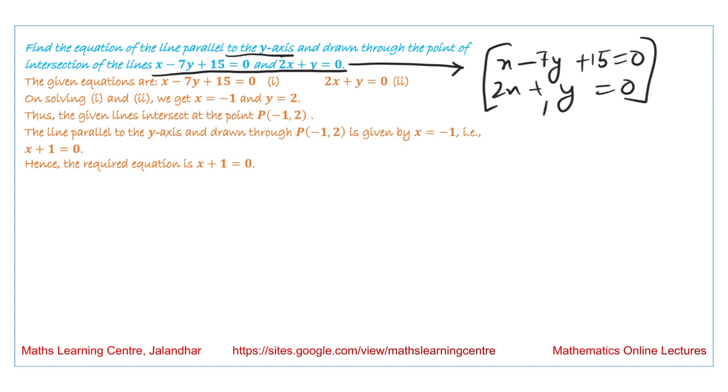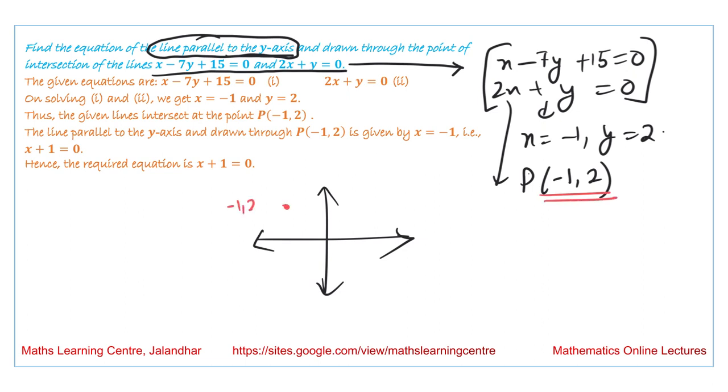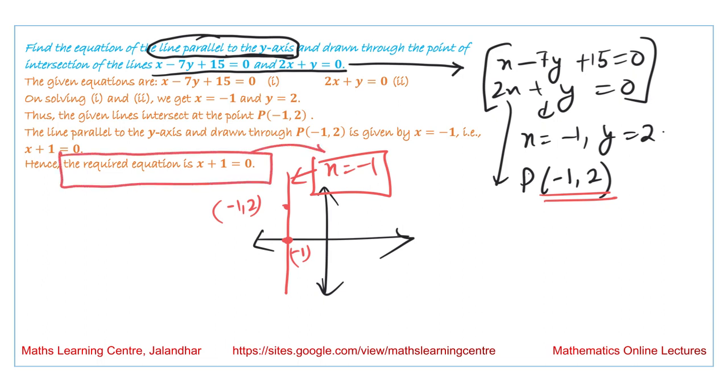On solving these two equations, we will obtain x is equal to minus 1 and y is equal to 2. So the point of intersection we have is minus 1 comma 2. Now it is being given that the line is parallel to y axis. It means the line we are interested in calculating is passing through the point minus 1 comma 2 and it is parallel to y axis. It means this point we have is minus 1. So the equation of this line will be x is equal to minus 1. So the required equation is x plus 1 is equal to 0.